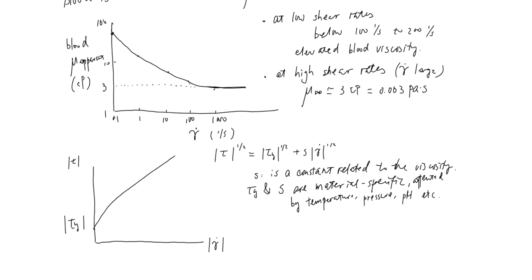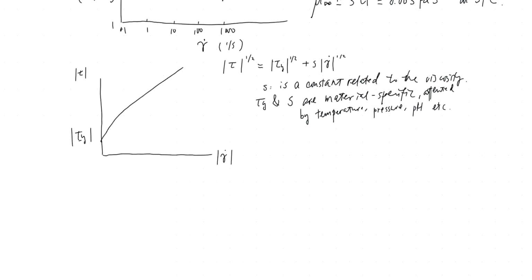Okay, so for blood at high shear rate, we said that mu infinite is about 3 centipoise. This is at body temperature, 37 degrees C. Let's look at how to interpret the parameter S. We discussed what is tau y. This is the minimum shear stress you need to apply to the Casson fluid in order to break it, in order to let it flow. So let's look at S.